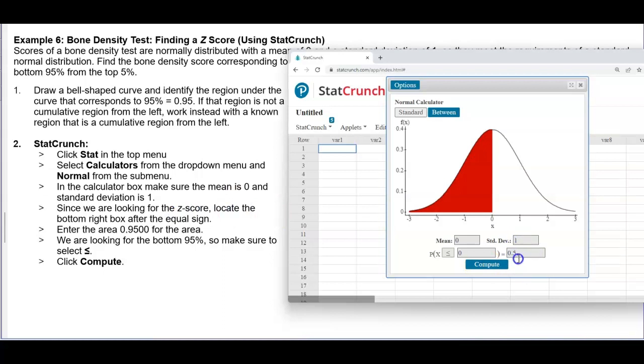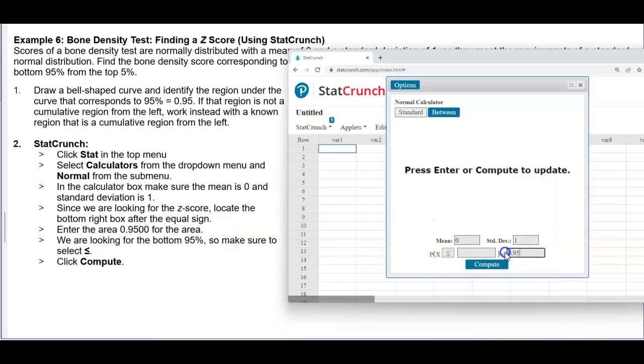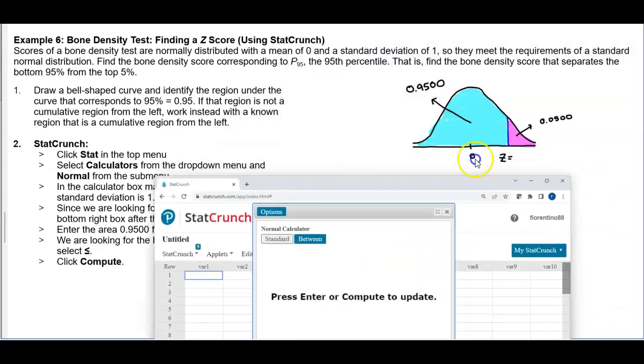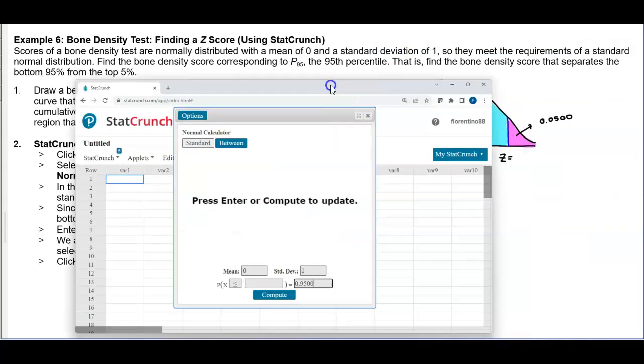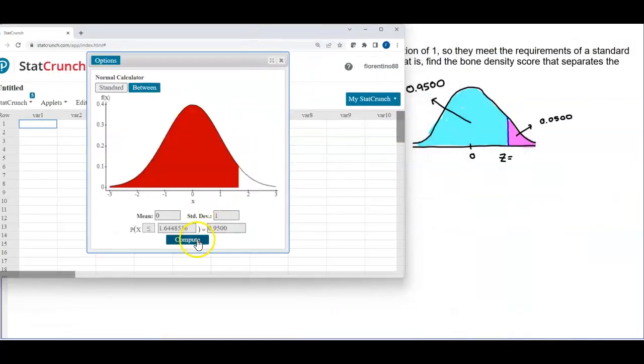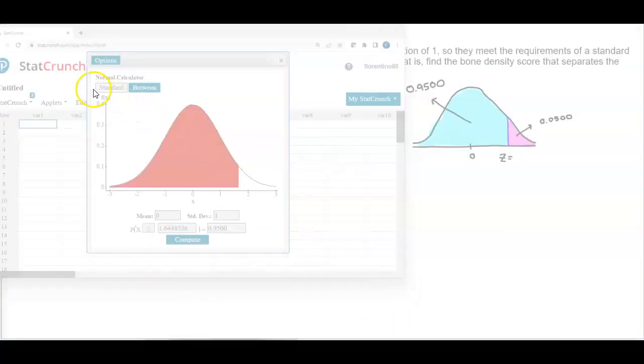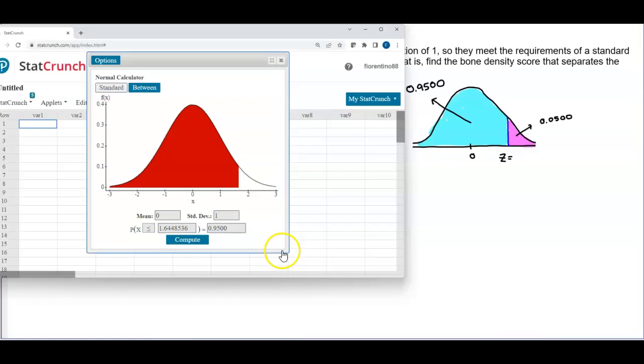Since we are looking for the z-score, we locate the bottom right-hand box after the equal sign, and we enter the area 0.9500. Before we select Compute, we want to make sure we're finding the area to the left of that, because the area here is to the left of 0.9500. When you select Compute, you're going to see what we get for our value. So I'm going to go ahead and do that.